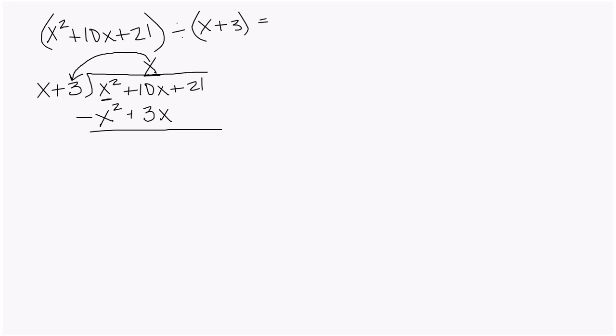So again, I said x goes into x squared, x times x is x squared, and I make sure that I line it up underneath my x squared, and then x times 3 is 3x, and I make sure that that lines up directly under just the x variable here. And then I'm going to go ahead and subtract. So positive 21 subtract 0, I'm just going to bring that down, positive 21. Positive 10x minus positive 3x is going to give me 7x, and x squared subtract x squared is 0.